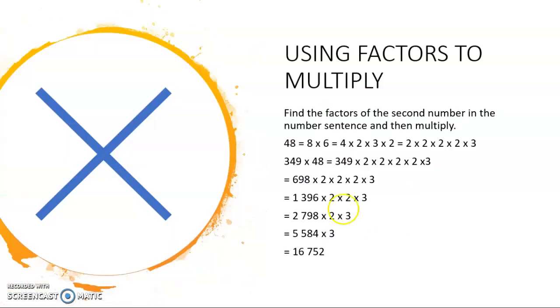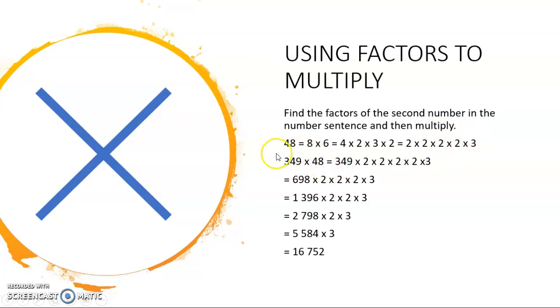If we look at the next method, it is by breaking up into factors. Now 48 can be achieved by multiplying 8 and 6. Those are factors of 48. But 8 can be broken up further into 4 times 2. And 6 factors is 3 times 2. 4 once again have smaller factors of 2 times 2. And there you can see 48 can be achieved by multiplying 2 by 2 by 2 by 2 by 3.